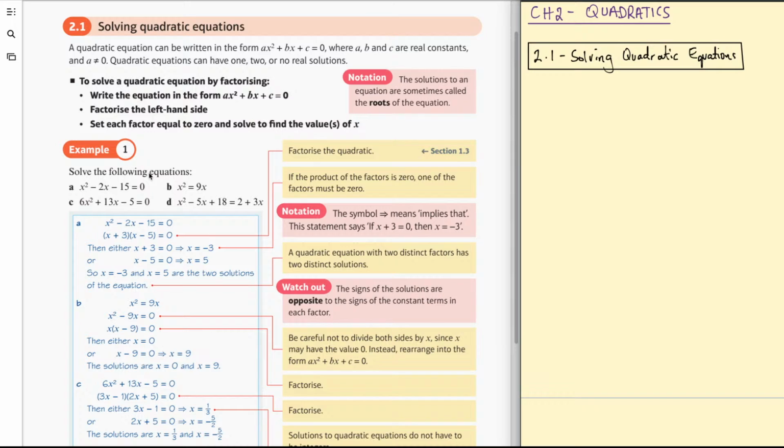Okay, and then they give us some examples. So if you have a quadratic like x squared take 2x take 15 equals 0, look for the factors of 15 that add to negative 2. Sorry, I should restate that. Look for the factors of negative 15 that add to negative 2. And then you can see here they've found factors of positive 3 and negative 5. They're factors of negative 15. We can factorize it into two brackets, and then your solutions become negative 3 and positive 5. And we'll go through some more examples of those in a minute.